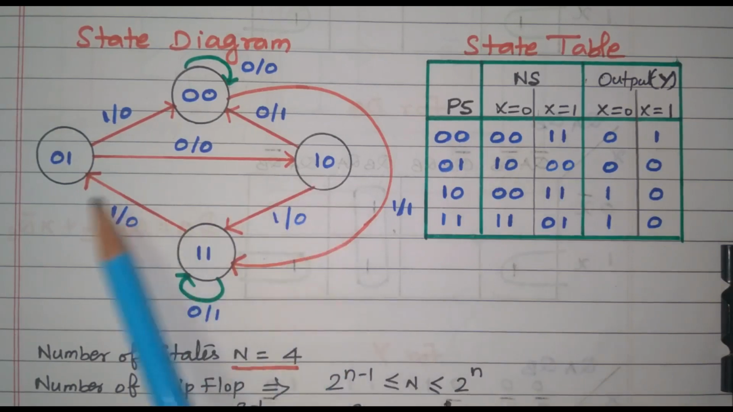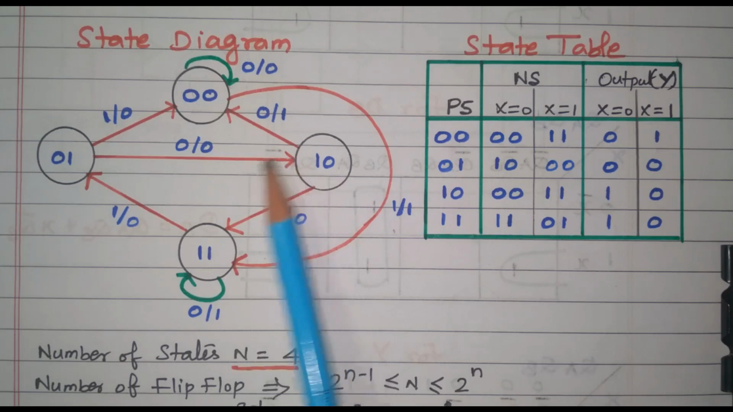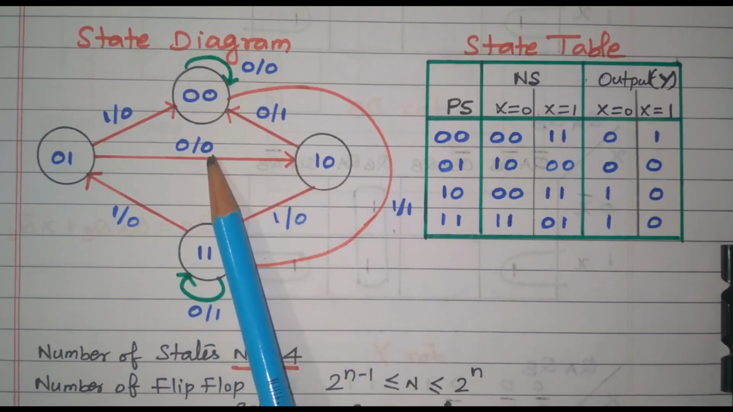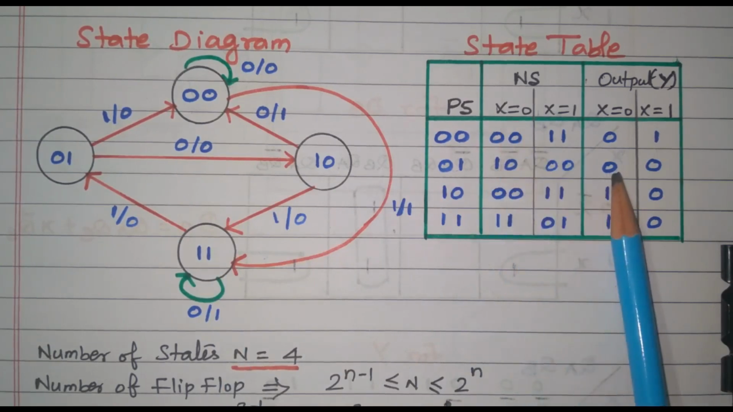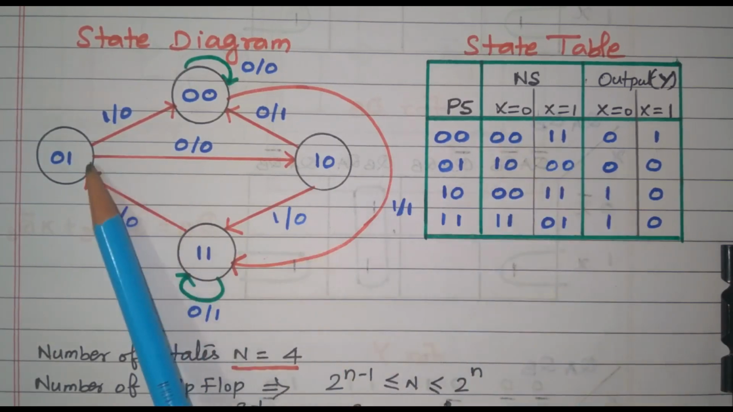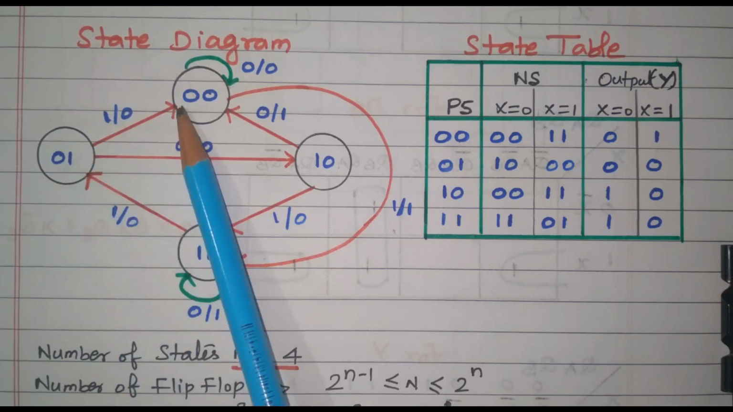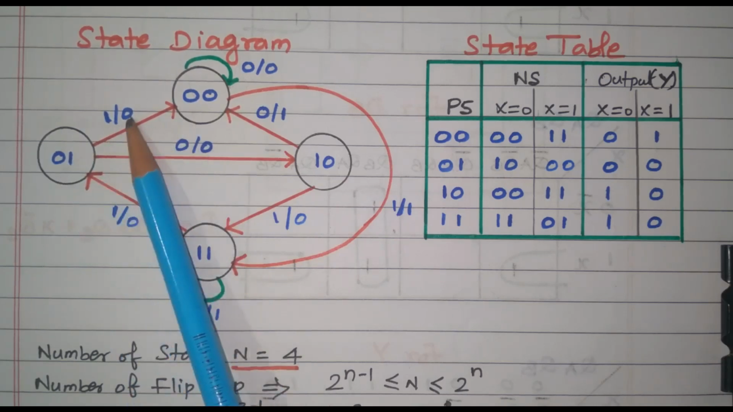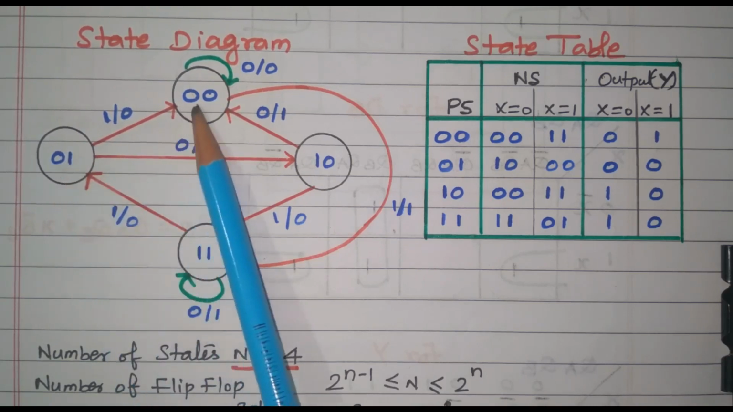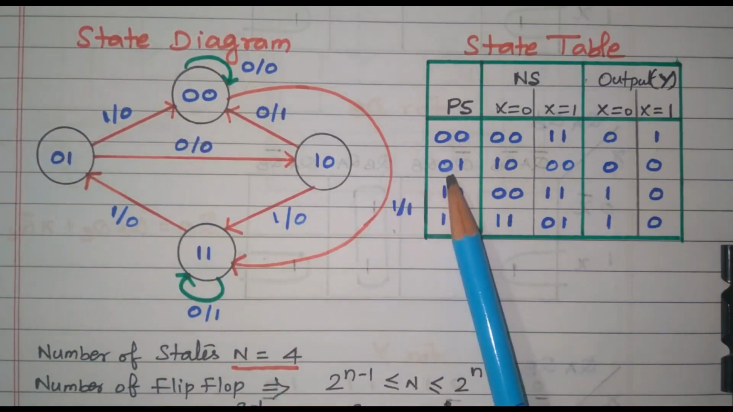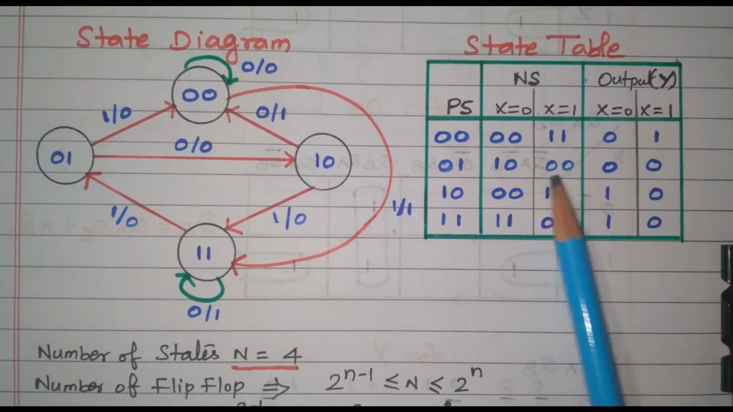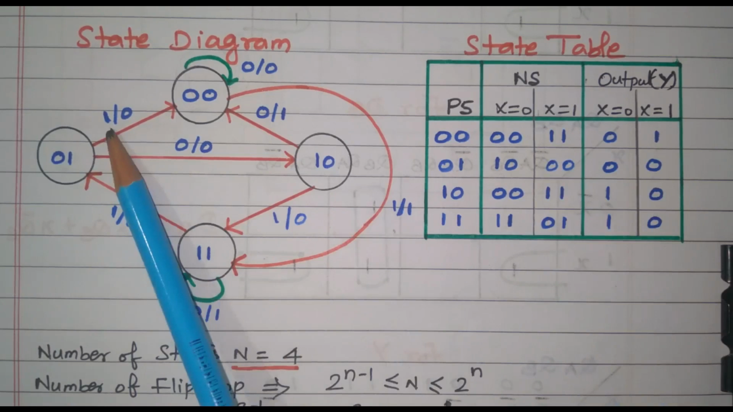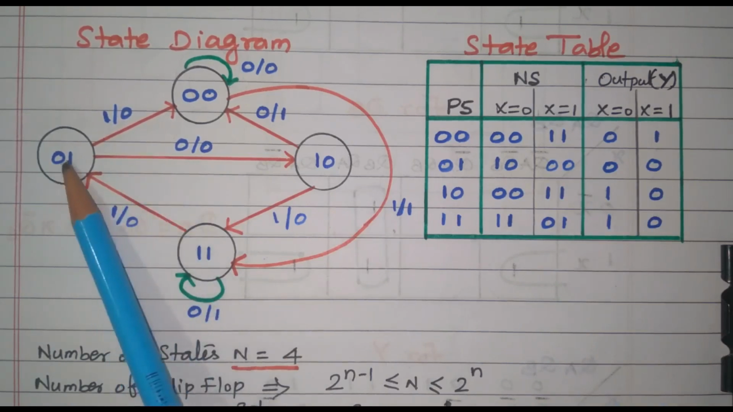Now, we will go to this state 0, 1. Right, 0, 1 goes to 1, 0 for input 0, output also 0. This 0, 1 goes to 0, 0 for input 1, output is 0. 0, 1 goes to 0, 0 for input x equal to 1, output is 0, right. Input 1, output is 0. So, this condition is over.